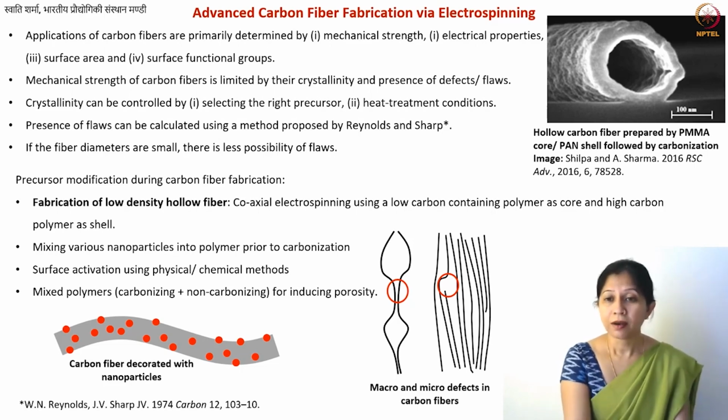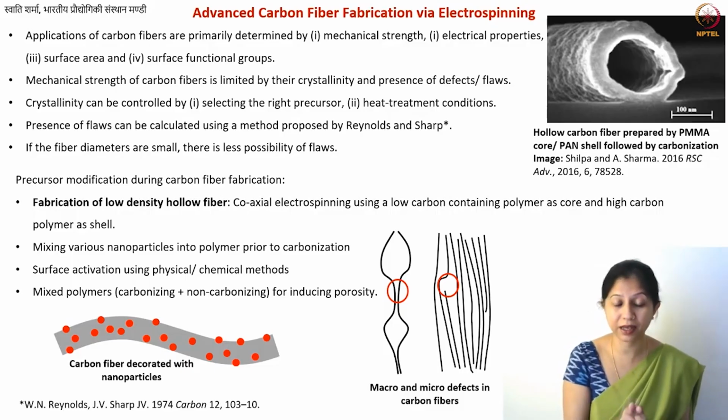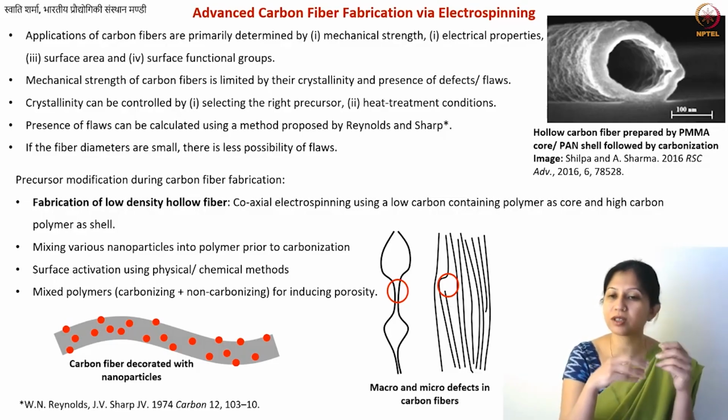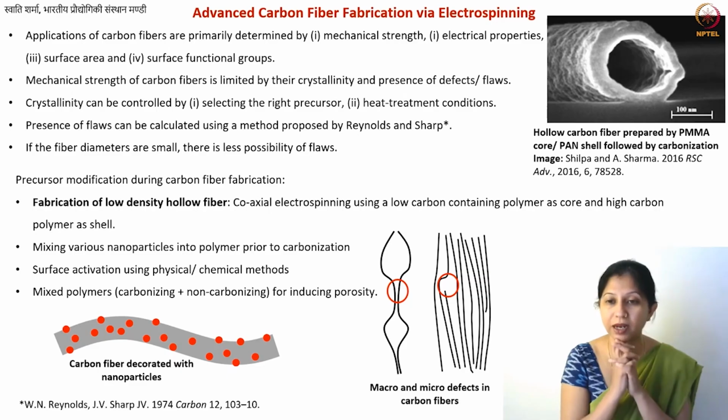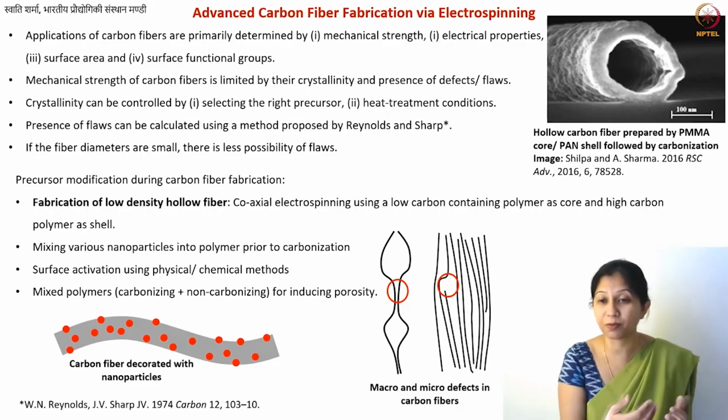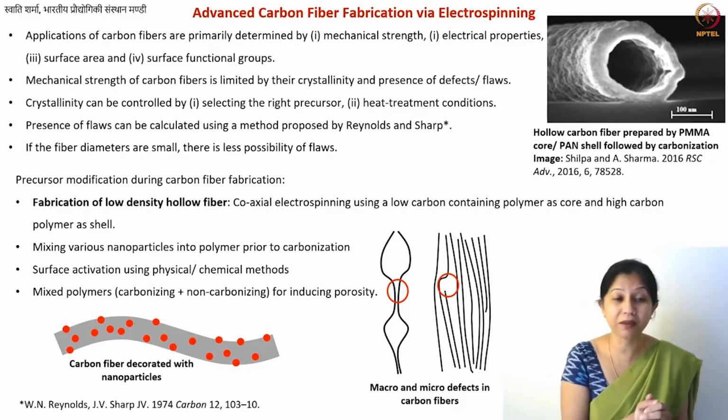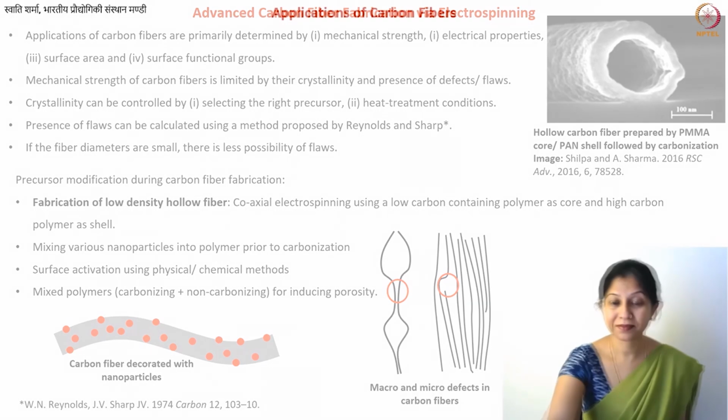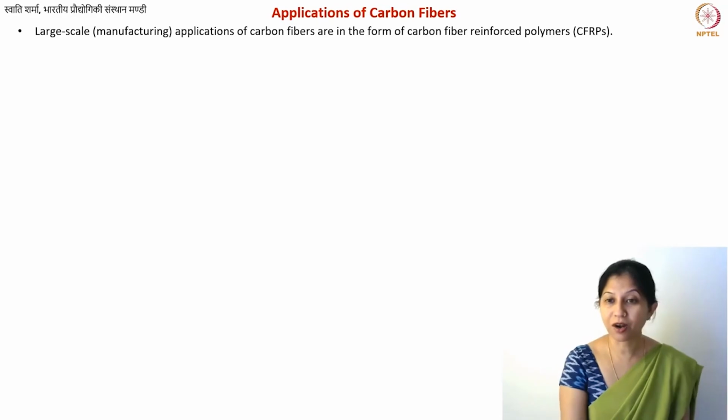Of course, you can make different types of mixtures of carbonizing and non-carbonizing polymers, like I showed in the hollow cylinder there. These hollow fibers had the core shell-like geometry, but if you just make a mixture and then perform the electrospinning, then carbonize it, what you will get is highly porous carbons. Then you go on activating these porous carbons further, then you can imagine how much surface area is available for your application. So let's now talk about the applications.